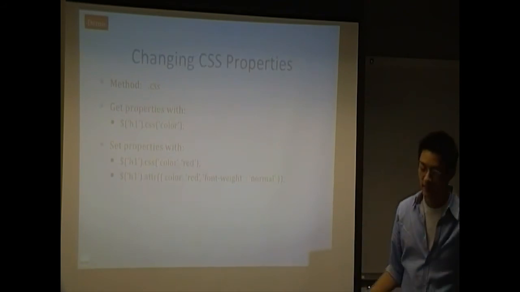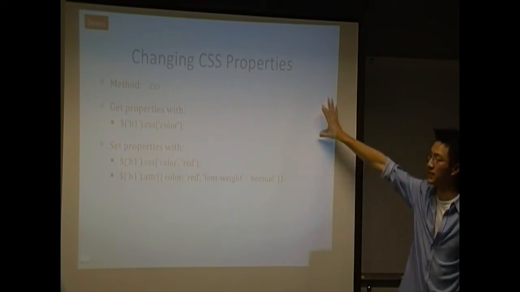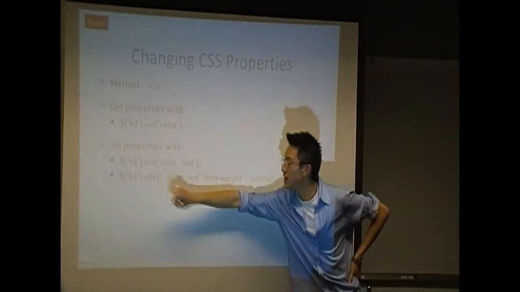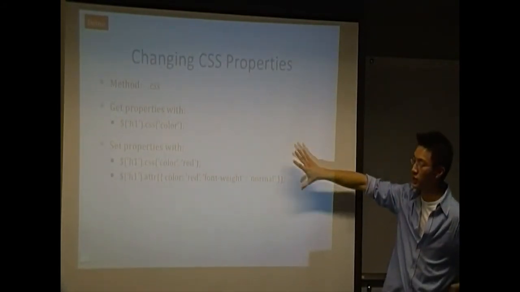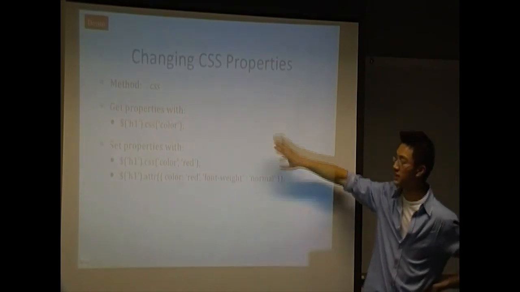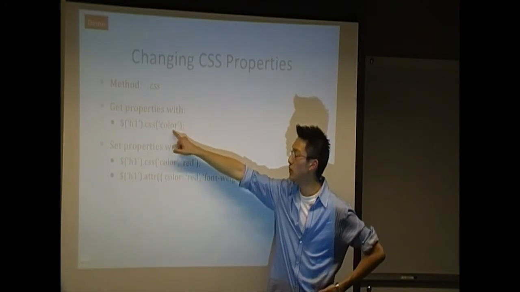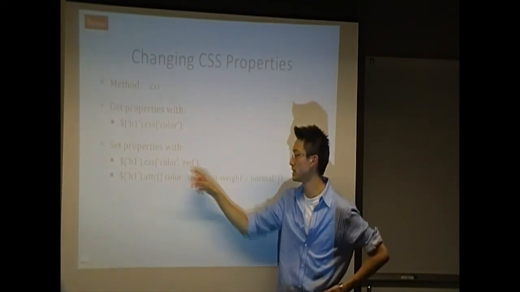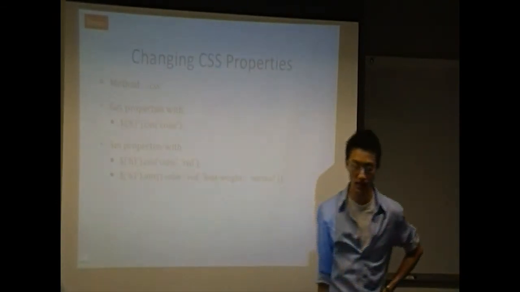Okay. And then the counterpart to the attr method is basically the CSS method, and you can set all the CSS properties just like you could the attribute properties, and it's the same syntax. You can either get the current value of the CSS property with just the name of the property, or you can set just one of the properties with this syntax, or you can set multiple ones. And this should be .css here instead of .html.